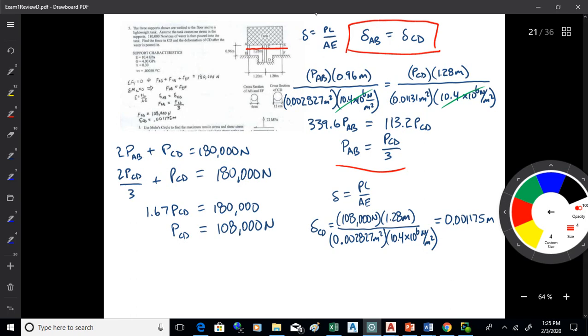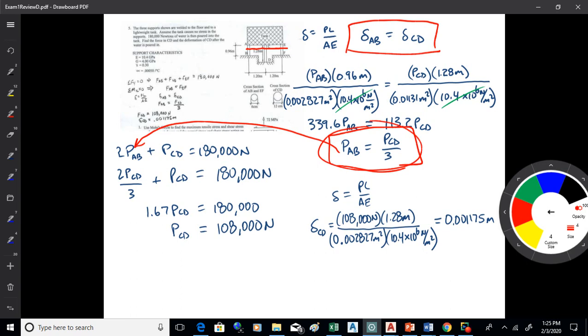So if they're equal, the load in AB will be the load in CD over 3. So what I can do is take this substitution and put it in there, because what I want is the load in CD. Instead of PAB, I'll use PCD over 3. So I'll have 2 times that, 2 PCD over 3 plus PCD is 180,000. Find PCD, it's 108,000.